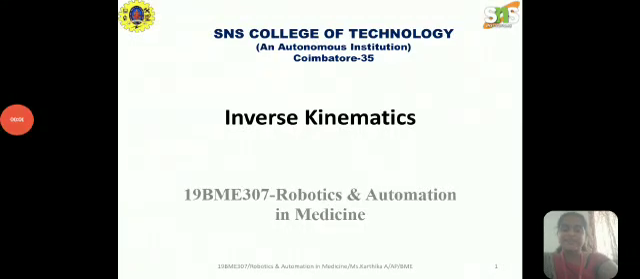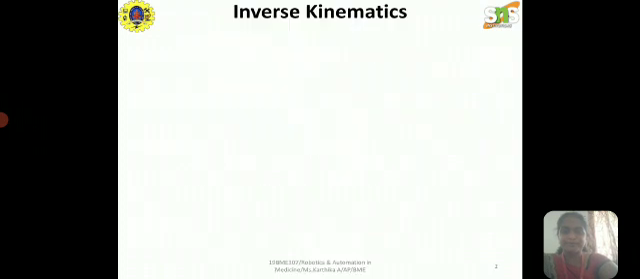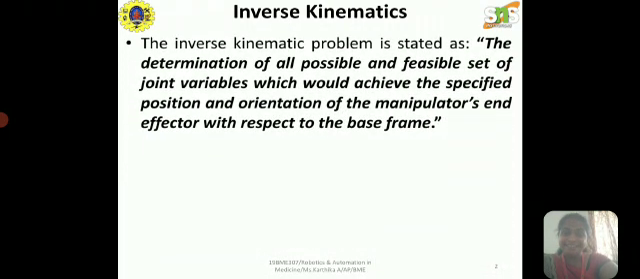Hi everyone, today we are going to discuss inverse kinematics in robotics and automation. First of all, what do we mean by inverse kinematics? It is stated as the determination of all possible and feasible sets of joint variables which would achieve a specified position and orientation of the manipulator's end effector with respect to the base frame. It is called inverse kinematics.